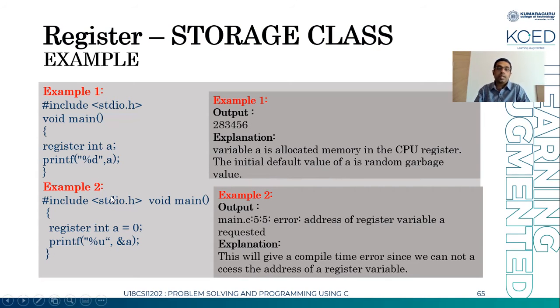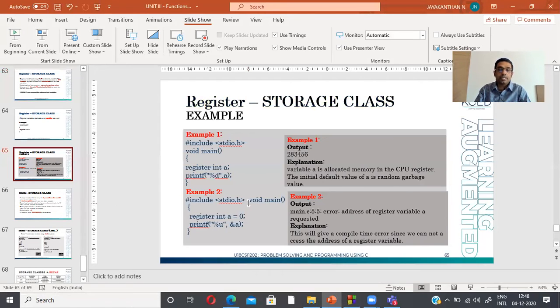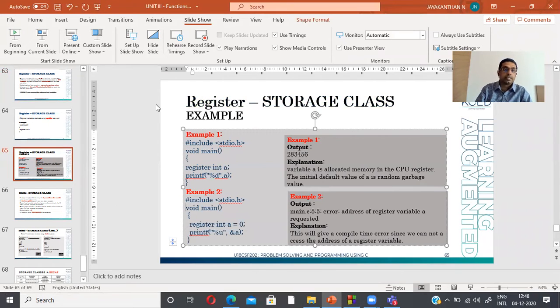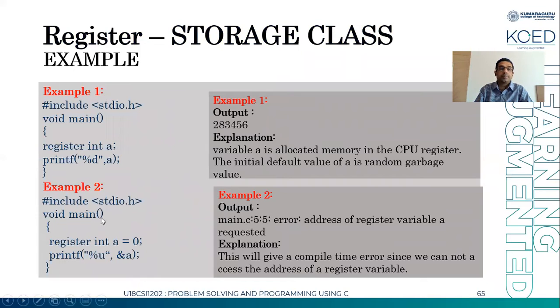In example 2, I'm declaring a main function: hash include stdio.h, the standard input output header file, and void main. Inside void main, I'm declaring register int a equal to 0, initializing the value of a to 0. I'm trying to access the address: printf %u. U is the format specifier for unsigned integer. Ampersand a, the ampersand operator is used. The compiler will show an error, like this: address of register variable a requested.